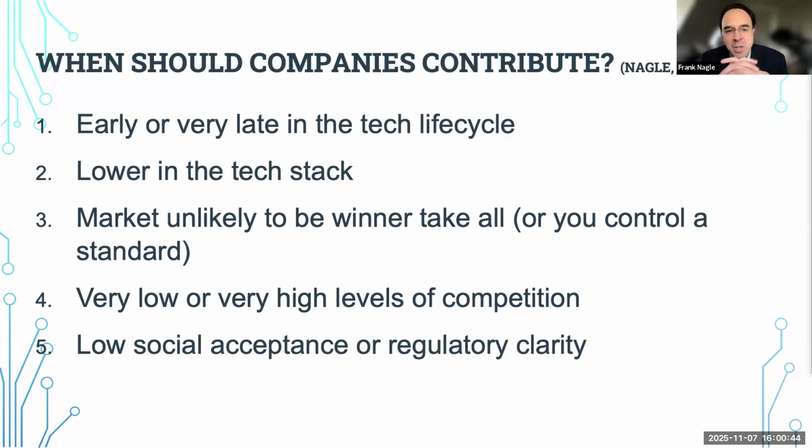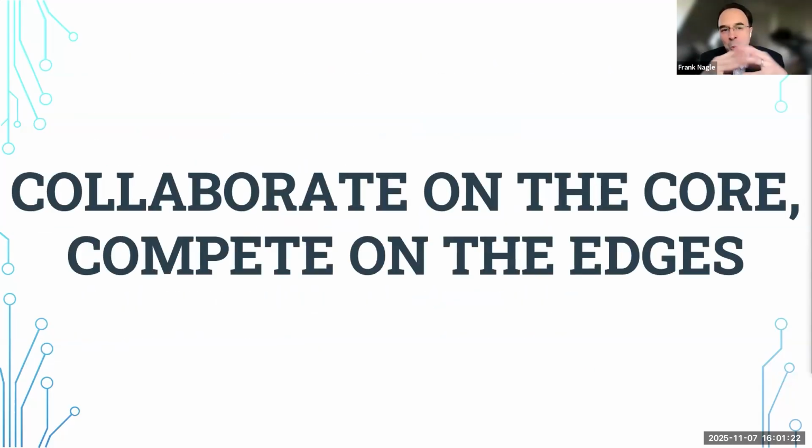And then finally, thinking about the level of social acceptance of the technology, and as part of that, the level of regulatory clarity. When there's low social acceptance, so the technology is new and people don't understand it yet or haven't accepted it yet, we can think about the self-driving car markets today or even a few years ago, or a market like the AI space today, where there's not a whole lot of regulatory clarity, we would expect to see more collaboration between companies across the board. And so this all sums up into the argument that we want to collaborate on the core and compete on the edges, right?